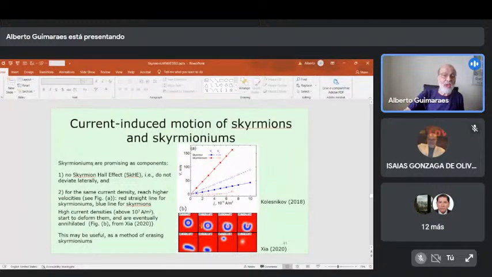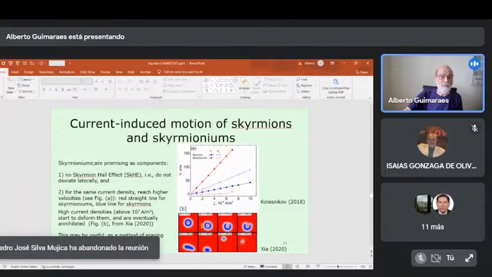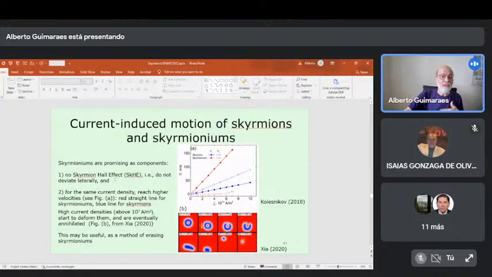Okay. Mentioning again these 2π skyrmions, also called skyrmioniums. They have no skyrmion Hall effect, as I said. They do not deviate laterally, as I have mentioned. Another fact is that the skyrmionium or 2π skyrmions are in red here, and the skyrmions are in blue here, showing also that they move with higher velocity for the same value of current density. Interestingly, if one keeps increasing the current density, it eventually destroys the skyrmionium. It begins to deform, as shown here, and then they disappear. This is an advantage in some ways because it's a mechanism of erasing the skyrmioniums.